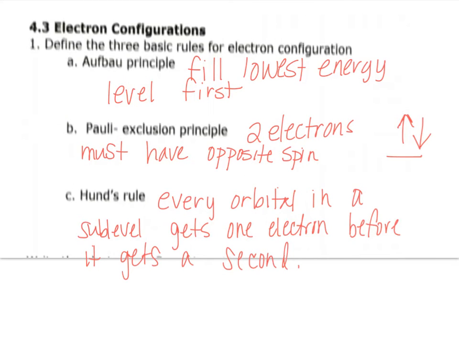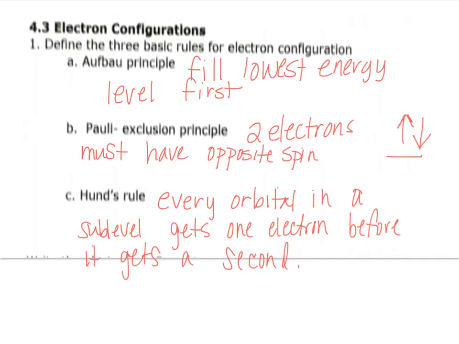So I want you to please spend some extra time memorizing these 3 rules, because every year these rules catch kids on the test and they get them wrong. And it's not that they don't know the rules of electron configuration, because clearly they do, because they do really well on the electron configuration, but they don't know which rule is which. And so please spend the extra time.